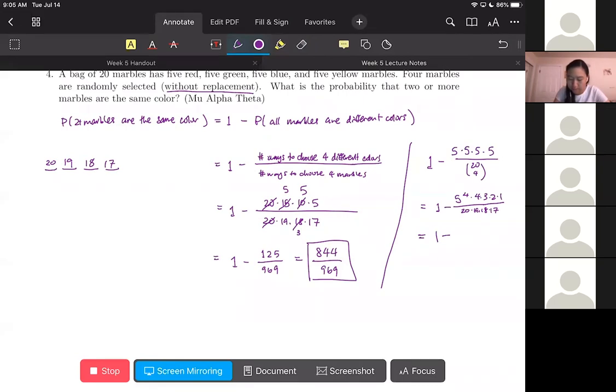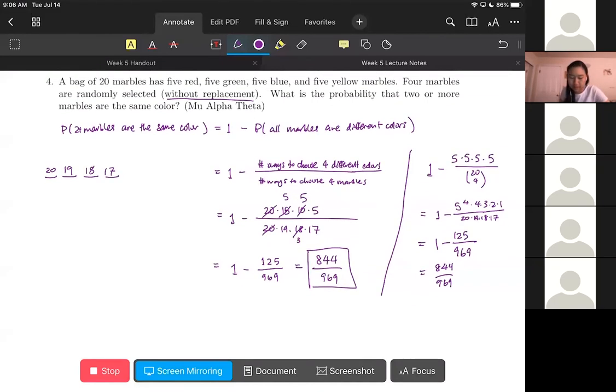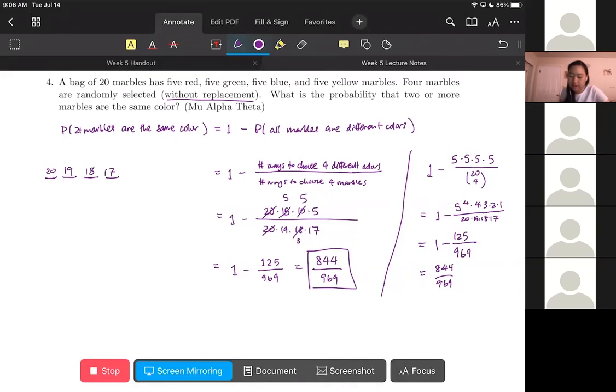You would simplify it the same way to get 969, which would give you the same number. And I think the key here is just making sure that you count the top in a consistent way with how you count from the bottom.